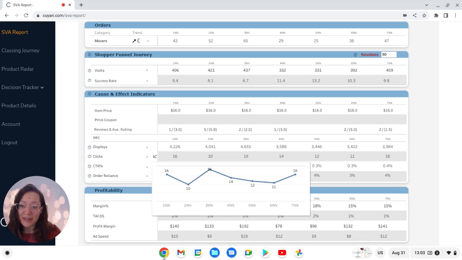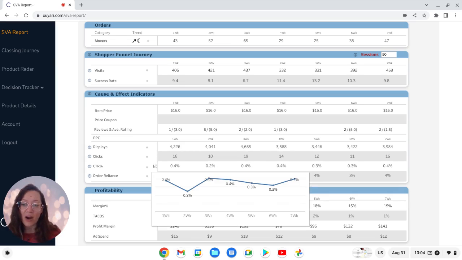The number of clicks reflects the number of people who actually clicked on the sponsored ad. The CTR, or the click-through rate, divides the number of displays by the number of clicks and shows the rate at which people click into the sponsored ad. A good click-through rate would be about 1%. The higher the number, the higher the relevance of the ad.